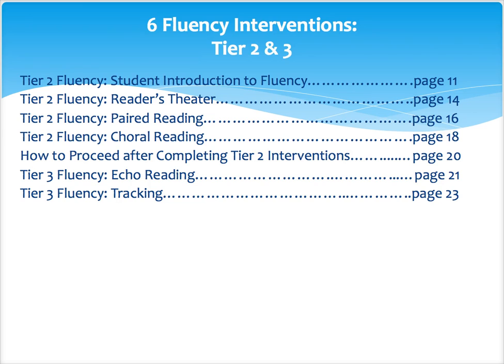Here are the 6 different interventions we have for fluency. Remember, you must start with a student introduction to fluency on page 11. Then after that, you can choose other Tier 2 fluency interventions in any order that you find suits the student or suits you. After completing those, and we'll talk about whether or not they're making progress, then you may continue to Tier 3 in echo reading and tracking.